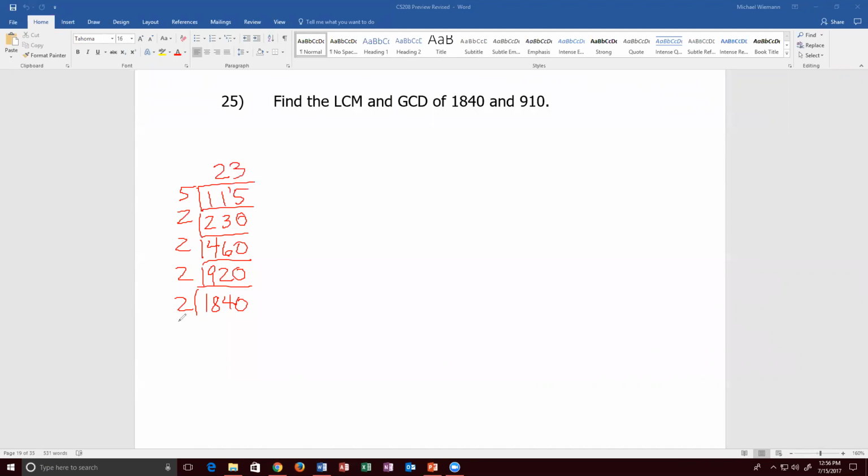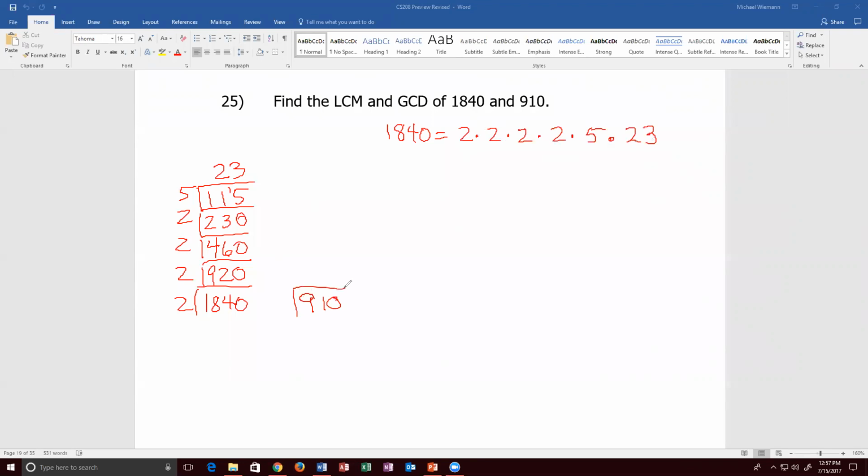I now am going to use the 23, the 5, and the 4 twos to set up my corresponding prime factorization. So for the value of 1840, that is going to be a 2, a 2, a 2, a 2, a 5, and a 23. And again, all those are multiplied together. Now I'm going to do the same thing for 910.